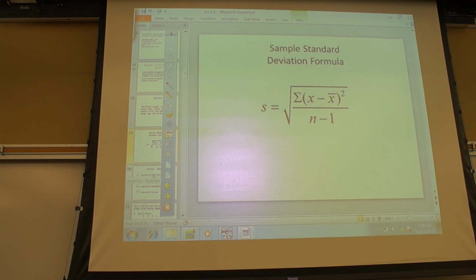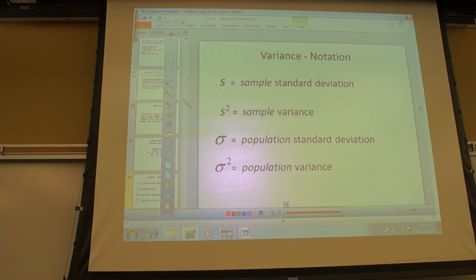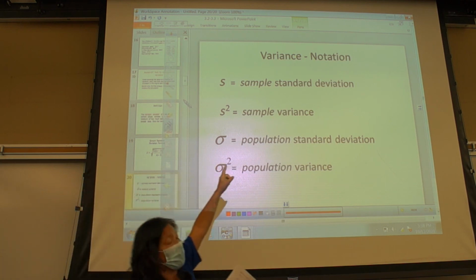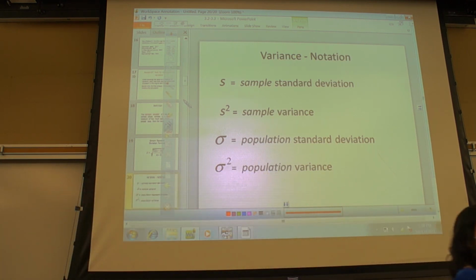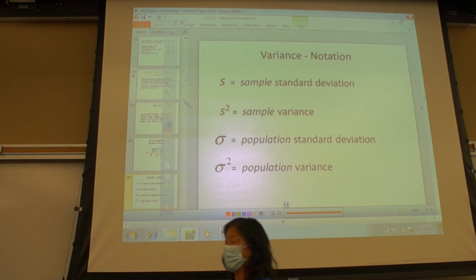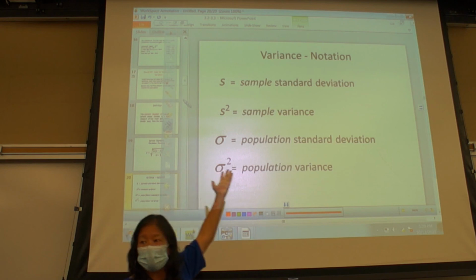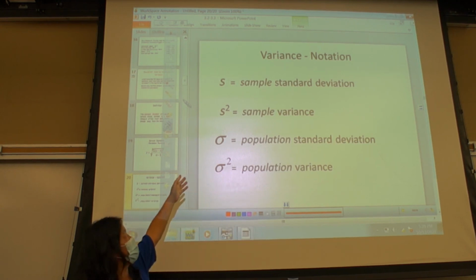Let me mention a couple things about variance. Back to the bottom of page 4, variance notation. S is your sample standard deviation. S squared is your sample variance. Usually we use just regular S, but those two are related. If I want to find the variance from the standard deviation, I square it. If I square S, I get S squared. If I have the variance and I want the standard deviation, I square root it. The square root of S squared is S.